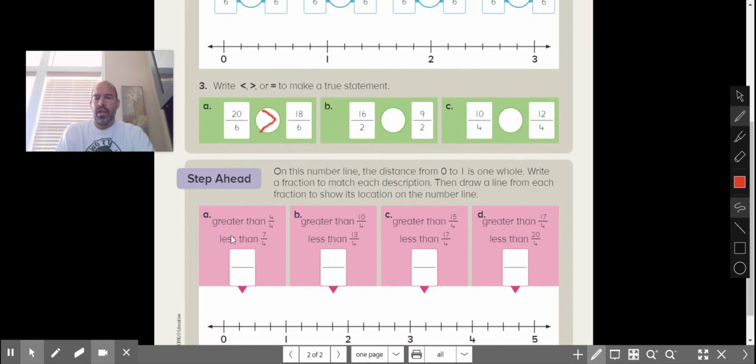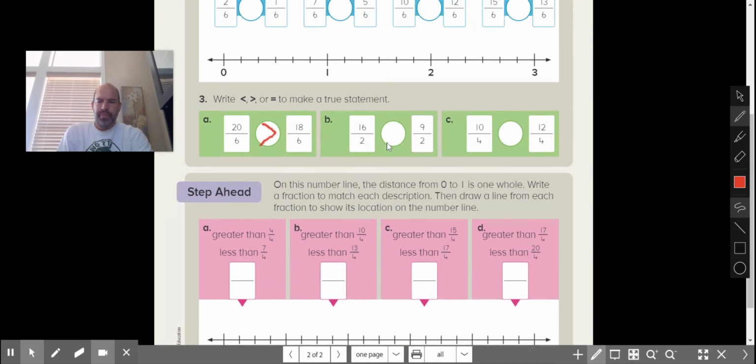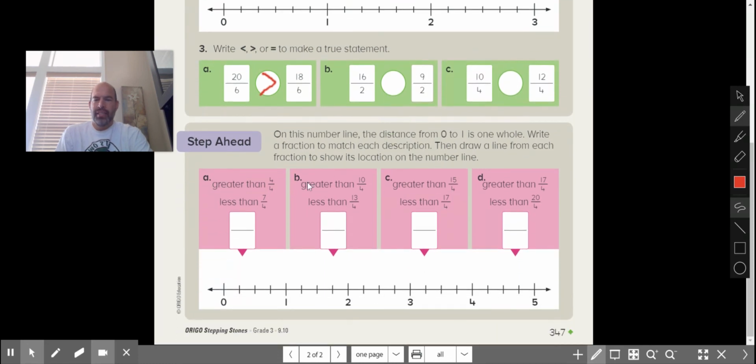All right. Then down here, we have some questions that ask us, on this number line, the distance from 0 to 1 is 1 whole. Write a fraction that matches each description, then draw a line for each fraction to show its location on the number line. Now, I think I'm understanding that draw a line piece a little bit better. What it's asking, it's wanting you to take a line from this arrow and then place it to where it goes here. So it says greater than 4/4, less than 7/4. So you have to just choose a fraction that's greater than 4/4 and less than 7/4. All right. And then you would place the number line.